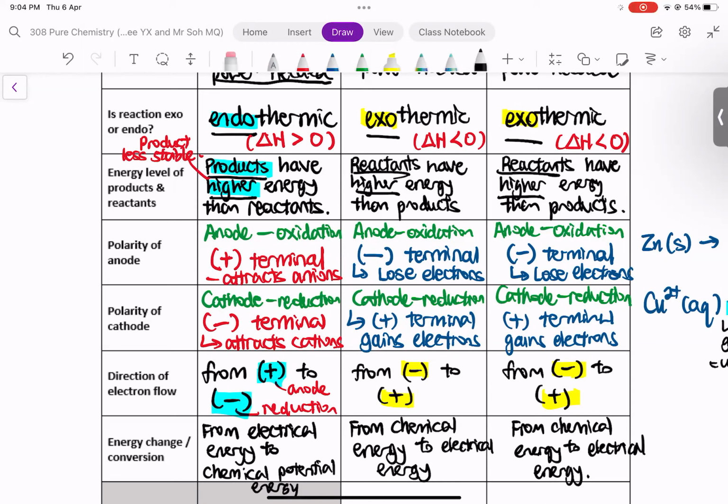Okay, at this juncture, are we clear? Are there any questions that you should ask before we move on to the very last row? The last row is there for a reason, which I will explain later. But at this juncture, do we have any questions regarding the differences between electrolytic and electric cell?